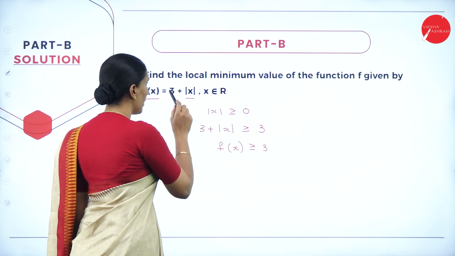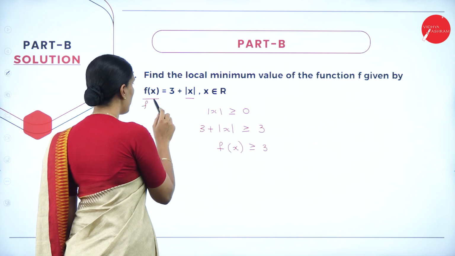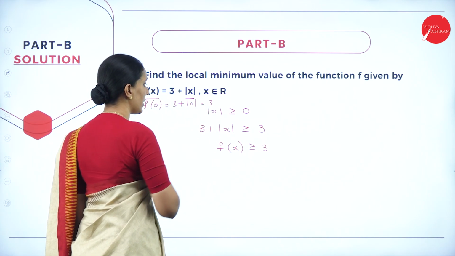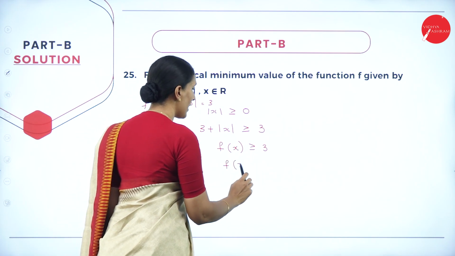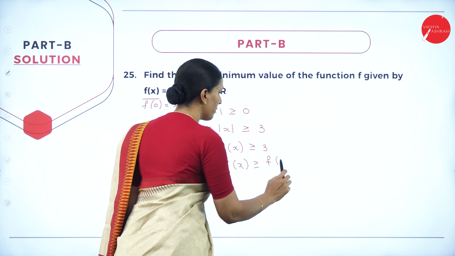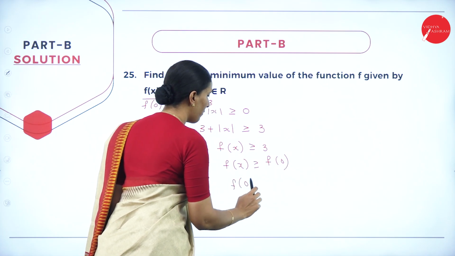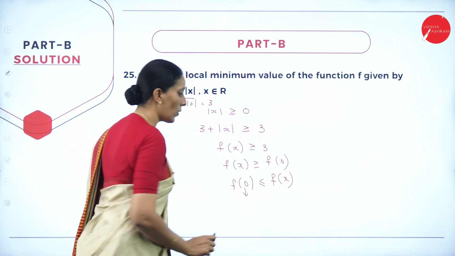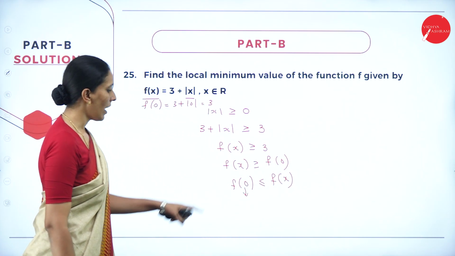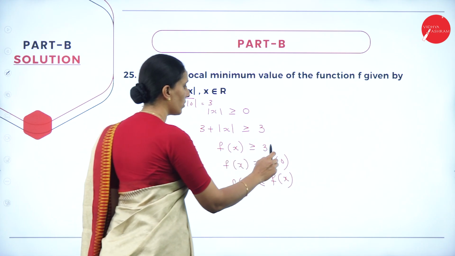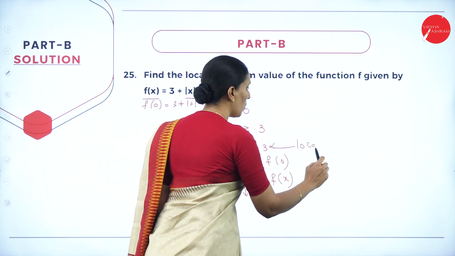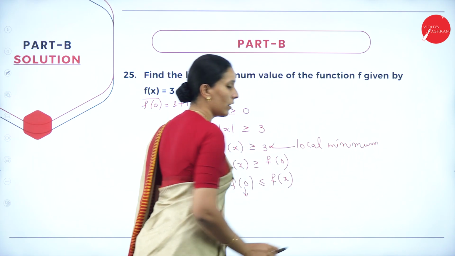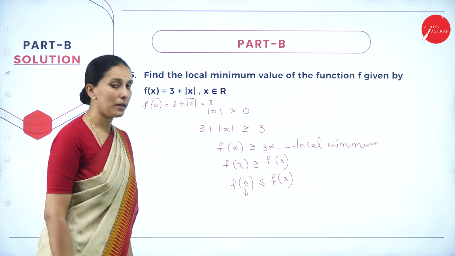Now in this 3 plus modulus x, if we put 0, then 3 plus mod 0 is equal to 3. So instead of 3, I can write this as f of 0, or we have f of 0 less than or equal to f of x. So clearly 0 is the point of minima and f of 0 is 3. Therefore 3 is the local minimum value at the point of local minima 0.